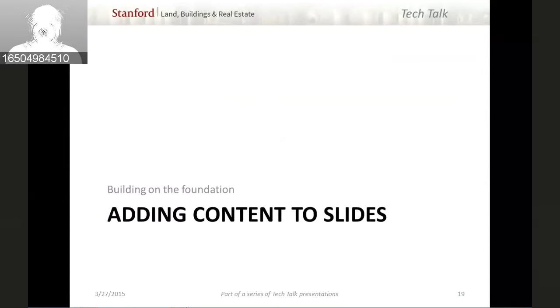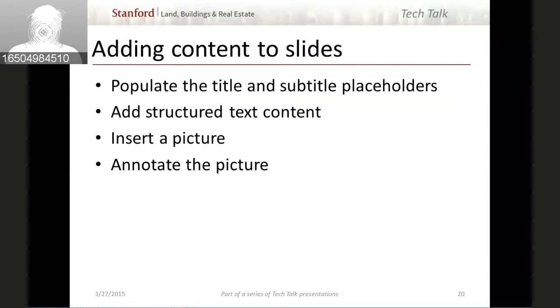So now I've walked through some of the things that we've done. I've added some content to the slides. I populated the title and subtitle placeholders. I added some structured text content. Basically, that means I added bulleted text, and I indented and outdented to change the level in the outline. I haven't inserted a picture yet. Let's do that, and then let's annotate the picture.